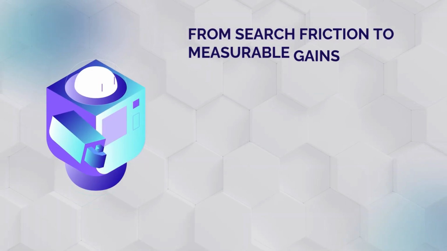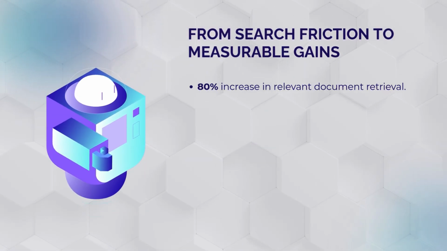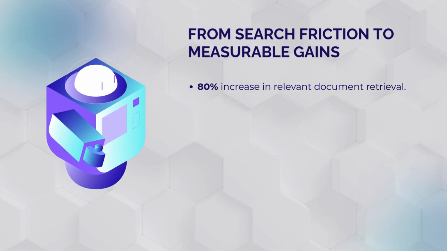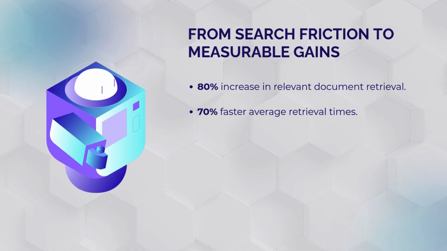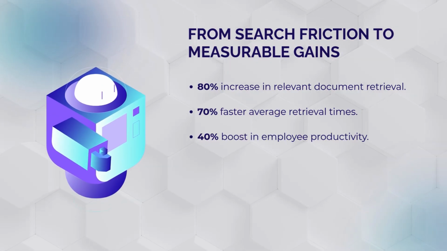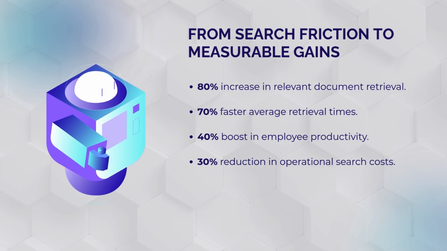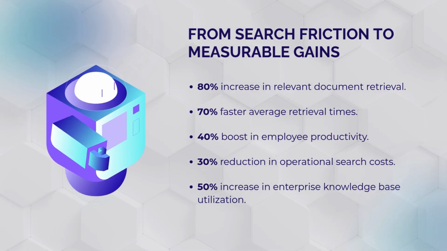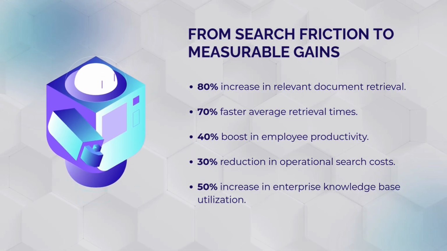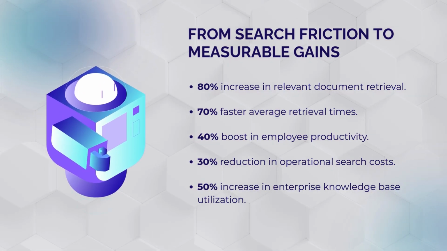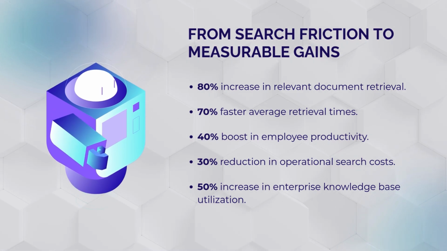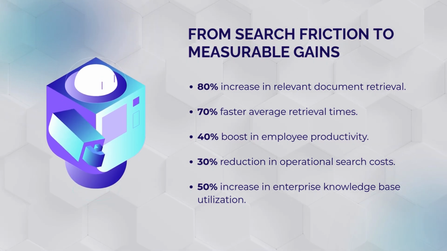The results were transformational: 80% increase in relevant document retrieval, 70% faster average retrieval times, 40% boost in employee productivity, 30% reduction in operational search costs, 50% increase in enterprise knowledge base utilization. These weren't just metrics. They marked real gains in decision speed, efficiency, and data accessibility.